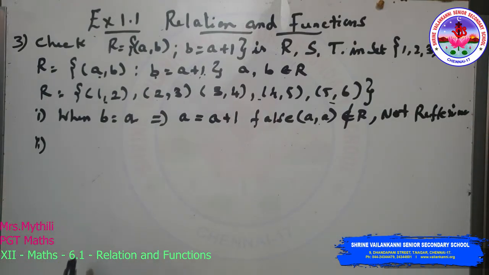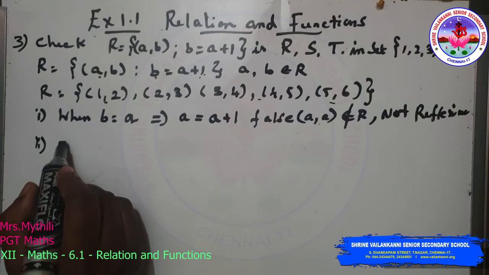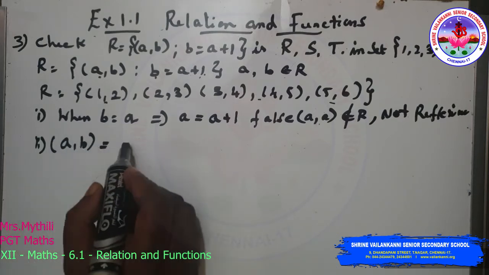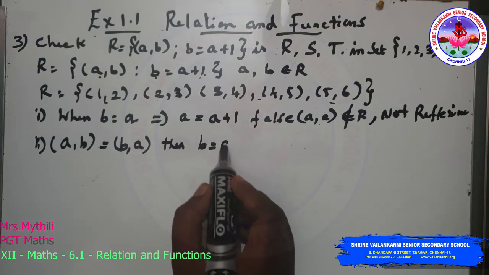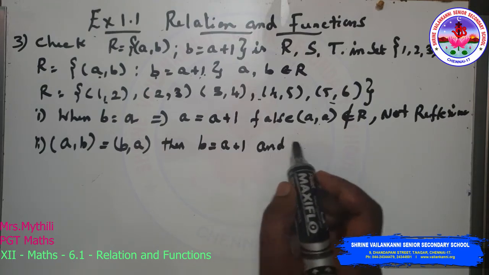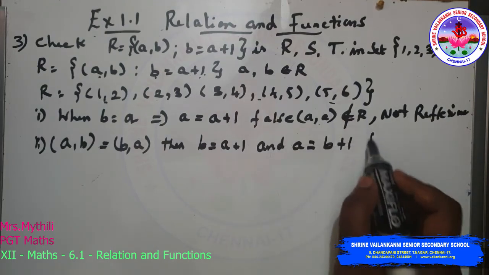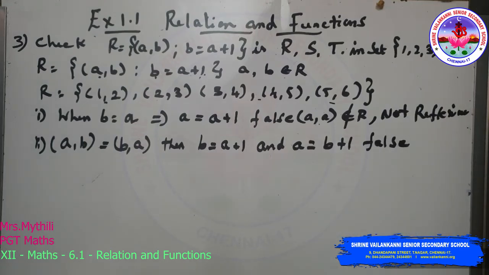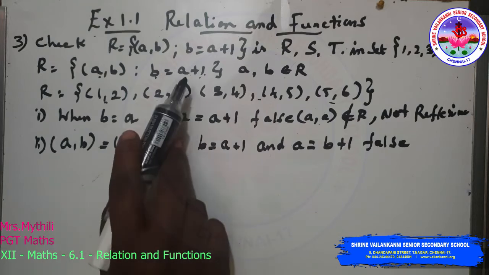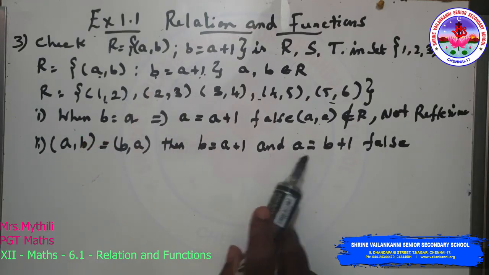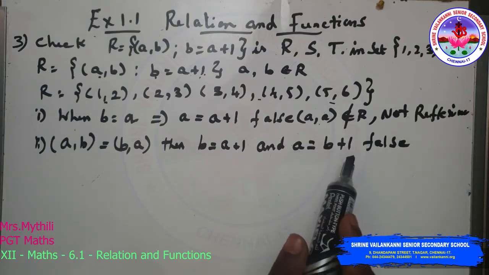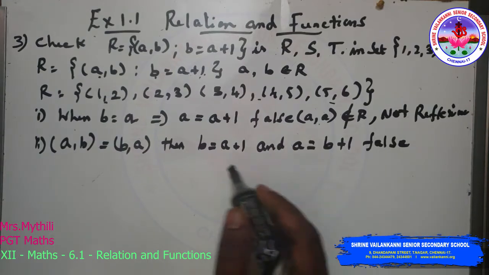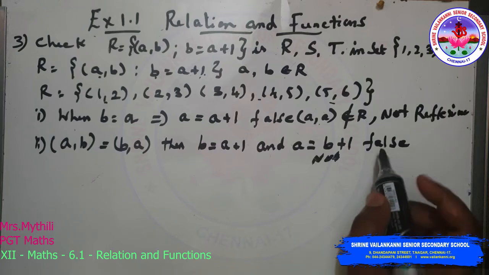Second, we have to check whether it is symmetric or not. For the symmetric condition, if (a, b) is in R then (b, a) is in R. Then b = a + 1 and a = b + 1, which is false. That is, b = a + 1 is the given relation, in which a = b + 1 is false. That is, a is not equal to b + 1. Then we can say that this is not symmetric.